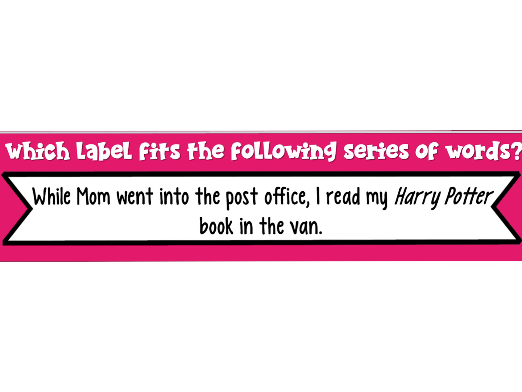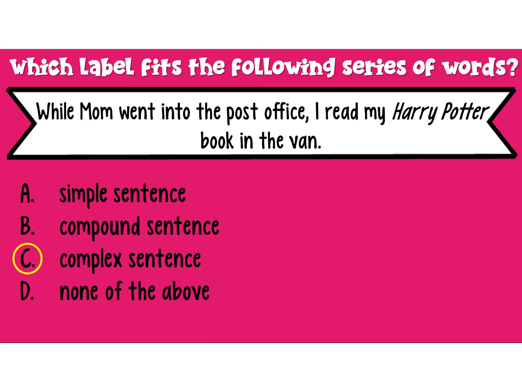Here's some more practice. While Mom went to the post office, I read my Harry Potter book in the van. Is this simple, compound, complex, or none of the above? You think about it. If you picked complex, you were right. This sentence has a subordinating conjunction at the beginning, while. So you have your dependent clause, while Mom went to the post office. And then you have your independent clause, I read my Harry Potter book in the van. Remember, when the dependent clause is at the beginning of a sentence, you have to add a comma, which is why there's a comma in this sentence.